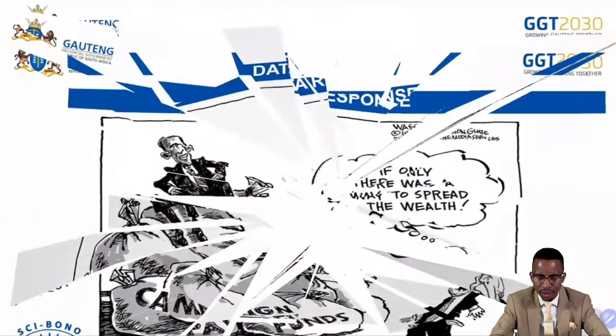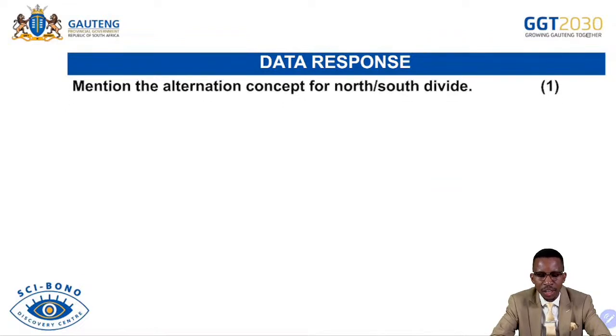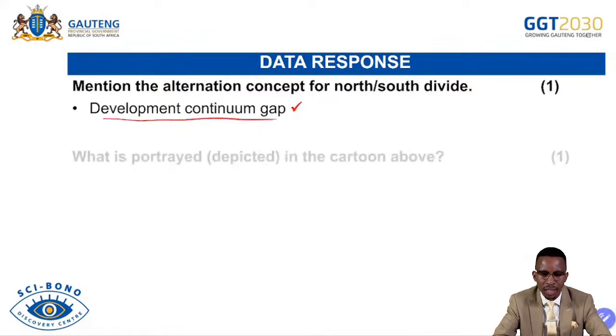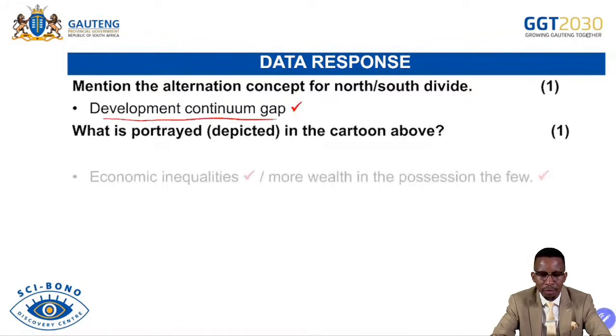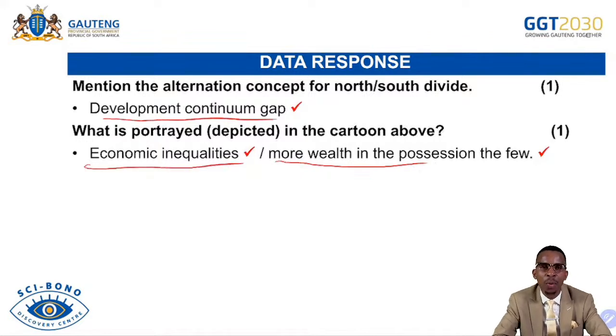So let's look at questions. Mention an alternative concept for north-south divide. It's a development continuum gap. It is also known as a north-south divide. What is depicted in the cartoon above? Economic inequalities: more wealth in the possession of the few, while more people are holding on to less wealth. They are economic inequalities that are normally described through your Lorenz curve.